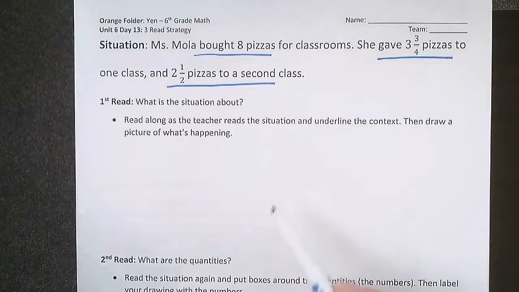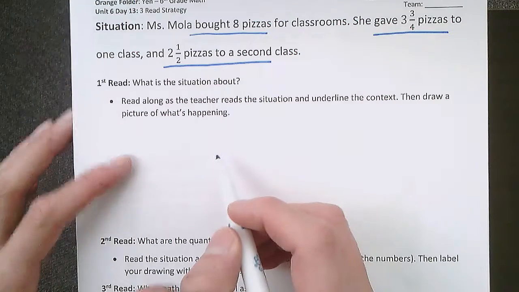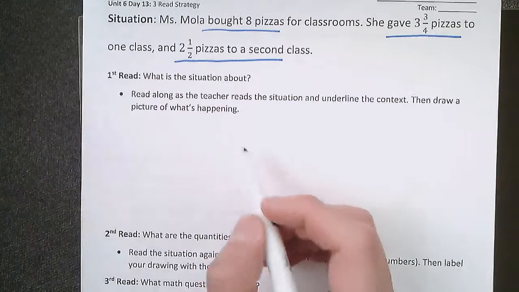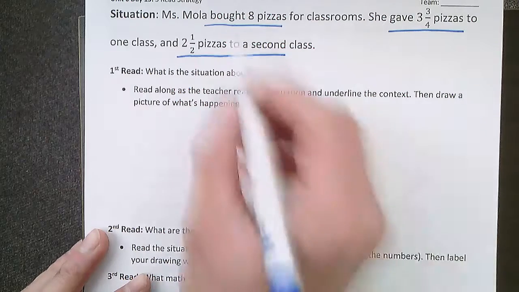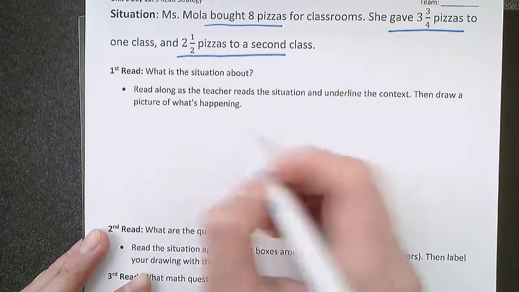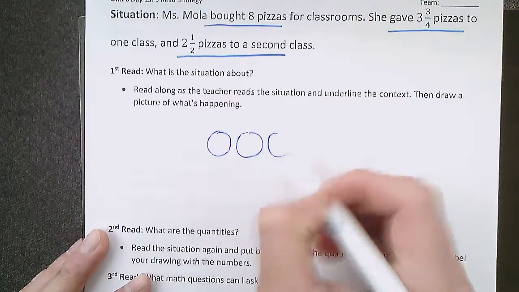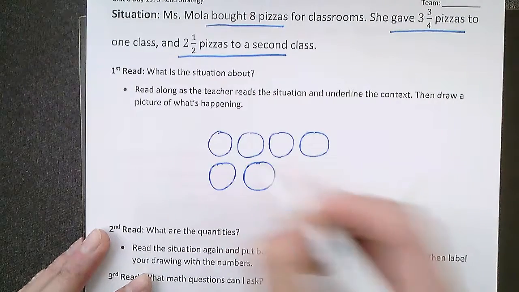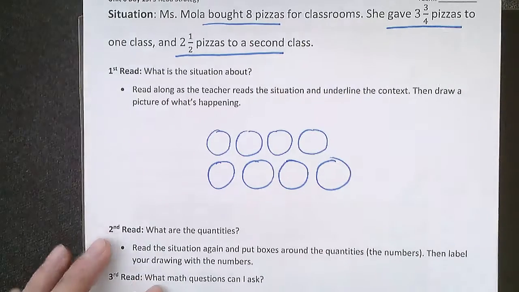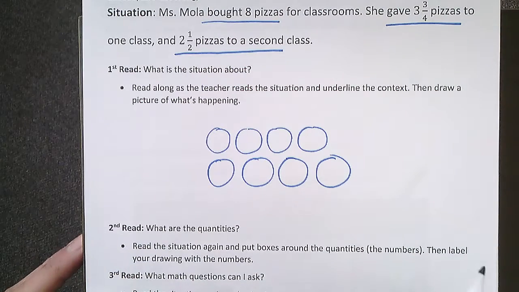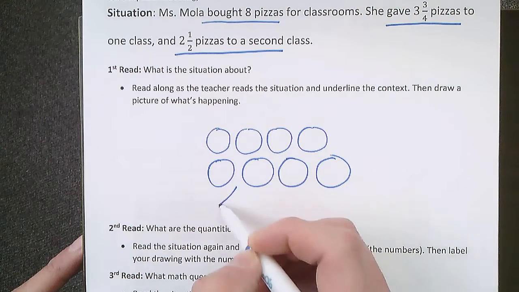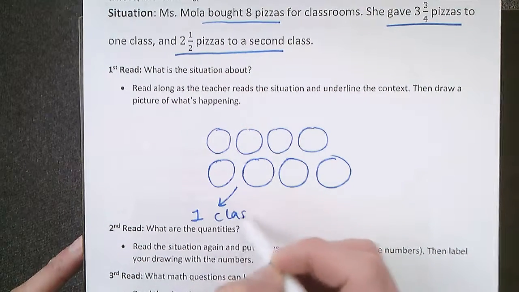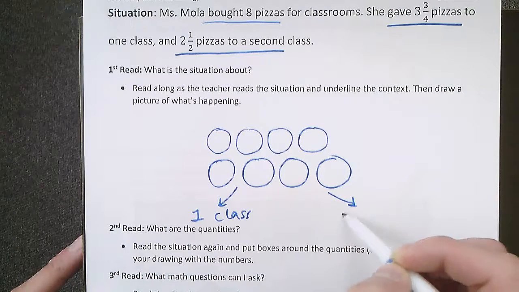Okay, so now you're continuing your video, and I'm going to start to show you how I drew it, and maybe you drew it differently, and that's totally cool. Let's see, so I think of it as, so she buys 8 pizzas, so let me draw my 8 pizzas. 1, 2, 3, 4, 1, 2, 3, 4. And I know in one class she has a certain amount, and a second class she has a certain amount. So I'll have one class, and then she gives some to the second class.